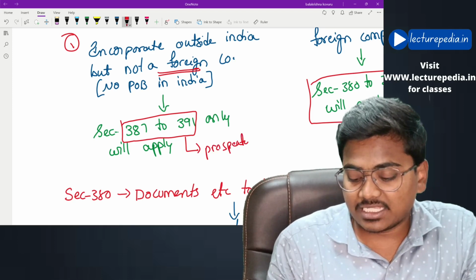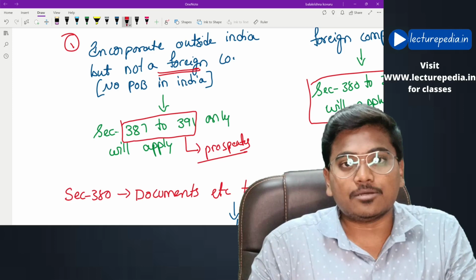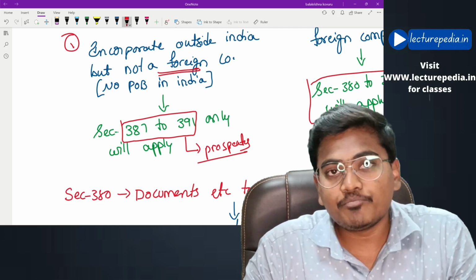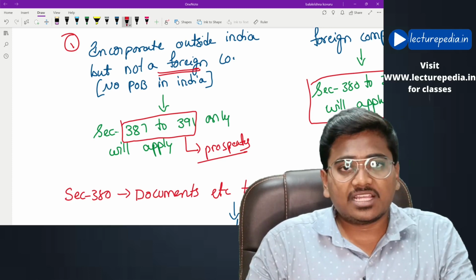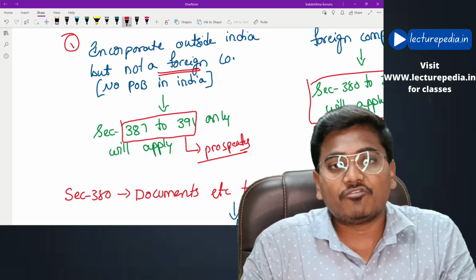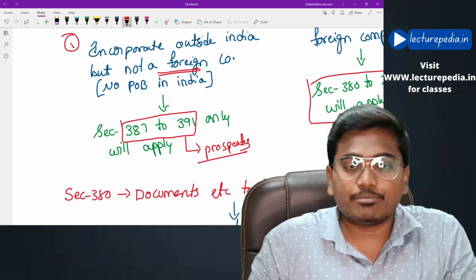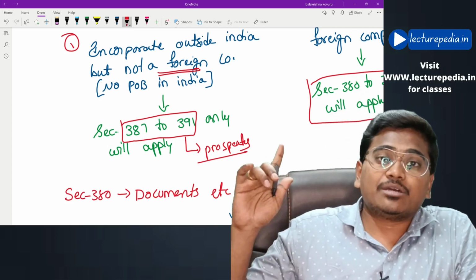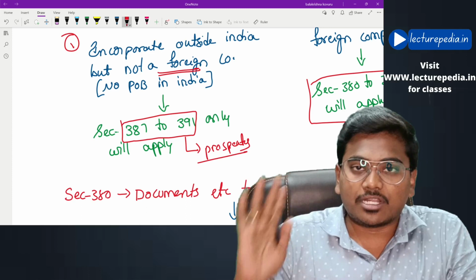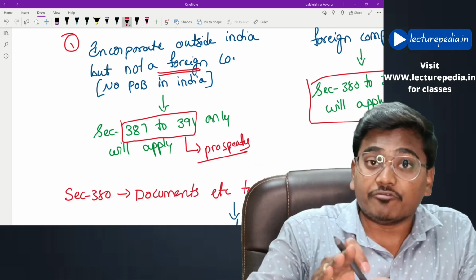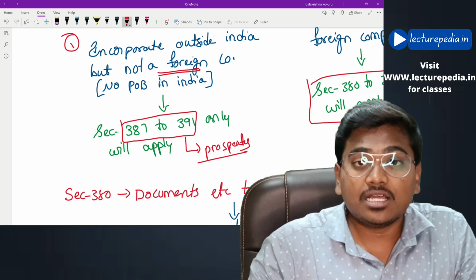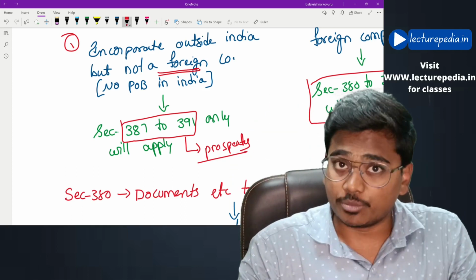In case these companies want to raise money from India, then they have to issue a prospectus obviously. Now, the various procedures to be followed for issuing the prospectus by these companies are prescribed in section number 387 to 391. Only these 5 sections will be applicable for companies which are incorporated outside India but they are not foreign companies. Hope this is clear.